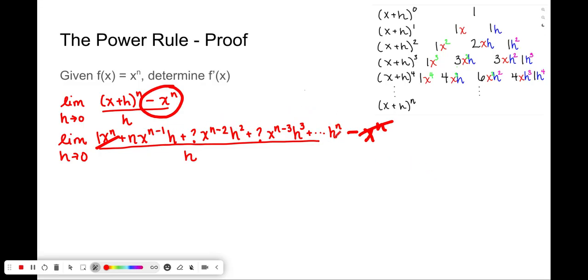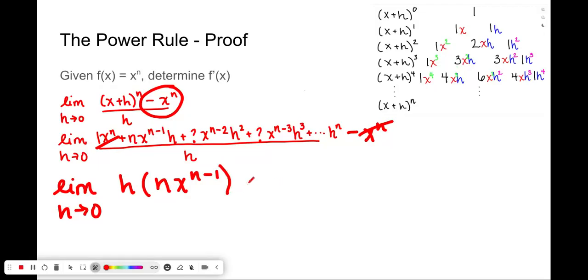And again, there are very many of these. We don't know how many, but all of them have a factor of h. We have 1h, 2h, 3h, and every single continuing factor will have an additional factor of h. So every term will have a factor of h that can be brought out of the numerator. So in the first term, we have h times n x to the n minus 1. The second term, again, we don't know the coefficient. We know that we have x to the n minus 2, and there were 2 h's, so there will still be 1 h left. Same with the following term.